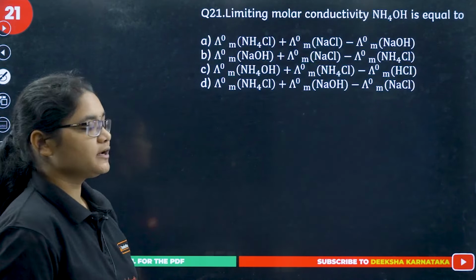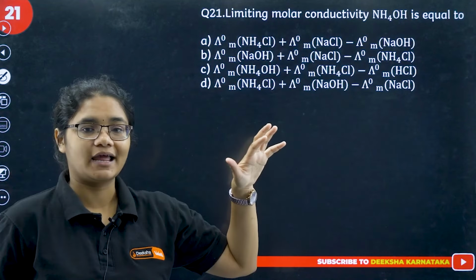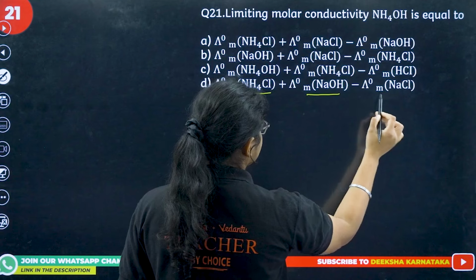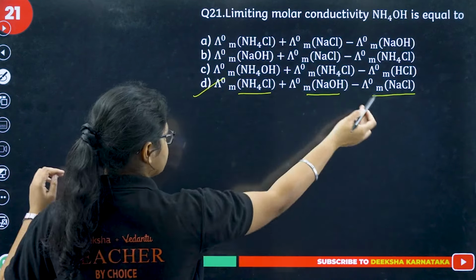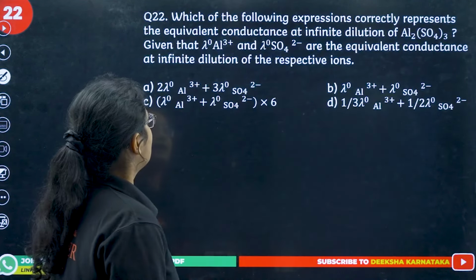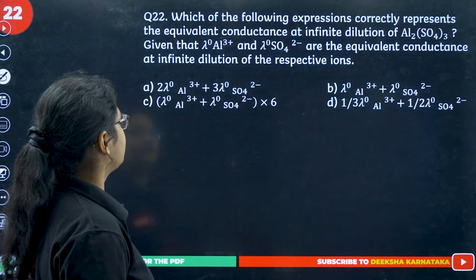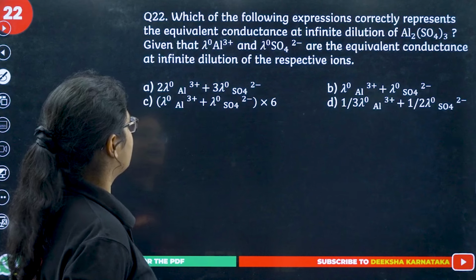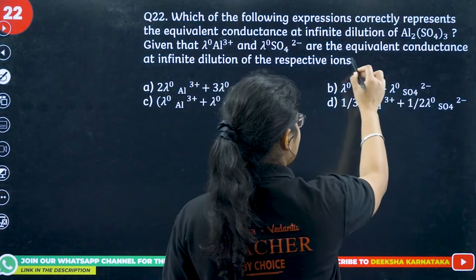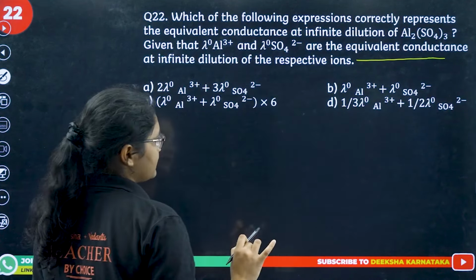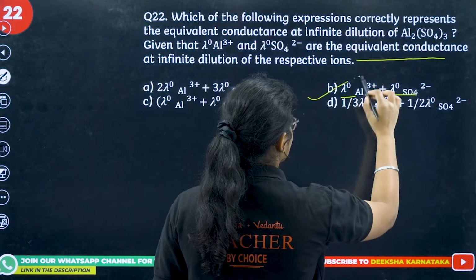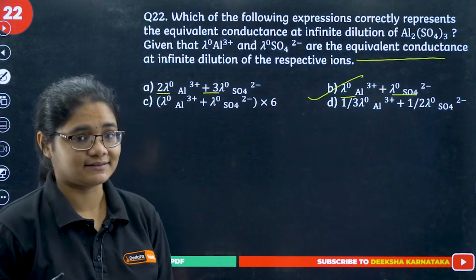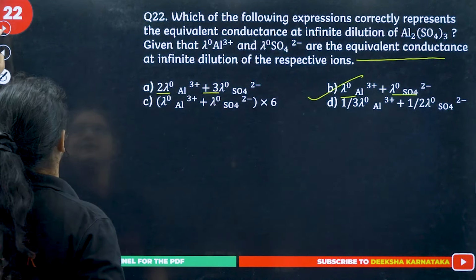Next, limiting molar conductivity of NH4OH. This particular example I have given you in the one shot video also. So that is equal to NH4Cl plus NaOH minus NaCl, option number D. Next, which of the following expressions correctly represents the equivalent conductance at infinite dilution, given that Al3+ and SO4 2- equivalent conductances are given. When equivalent conductance is given, it is the direct value. So you should not have multiplied by 2 for aluminium or 3 for sulfate. That is when molar conductance is given. For equivalent conductance, you have to take the exact value.